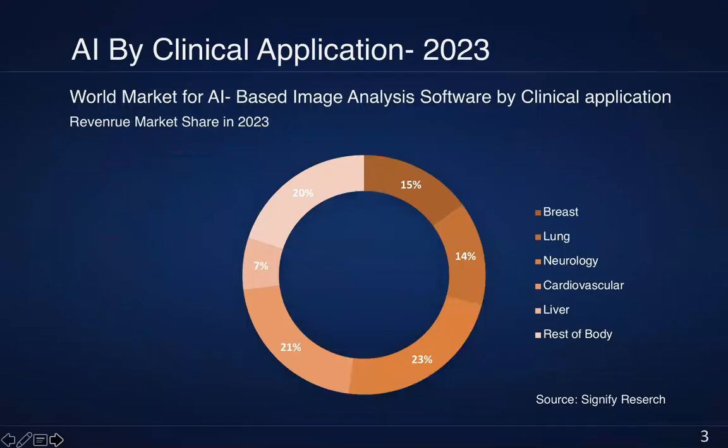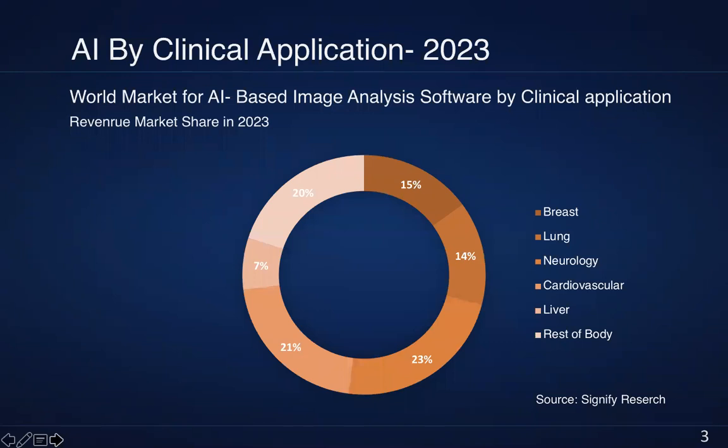There are so many prognosticators in this marketplace about where AI is going to be and where it's going to go. Signify Research did a study, and they estimate that in 2023, the big 3 are going to be breast, cardiovascular, and the rest of the body.